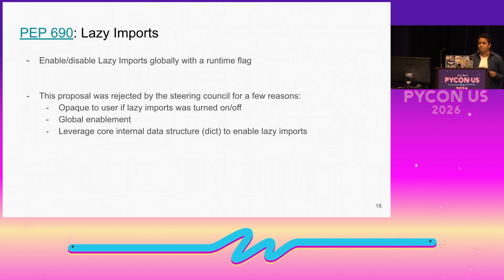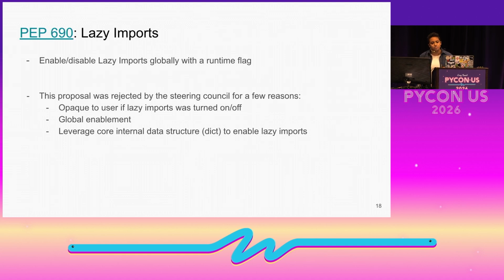There were a few ways that you could mark some imports if you needed to load them eagerly, but the process was very manual. And I want to highlight some of the reasons that the PEP was rejected, because that'll become very relevant a few slides down the line. So some of the things that the steering council had issues with was that the expected behavior of Python code became very unclear. You could no longer tell when imports would be loaded. And also, the approach lacked granularity.